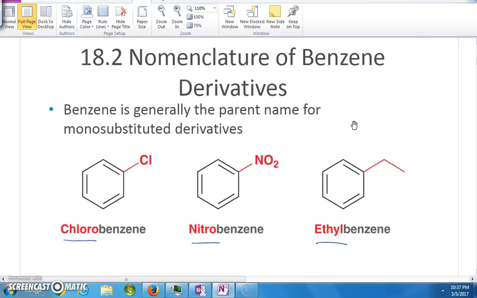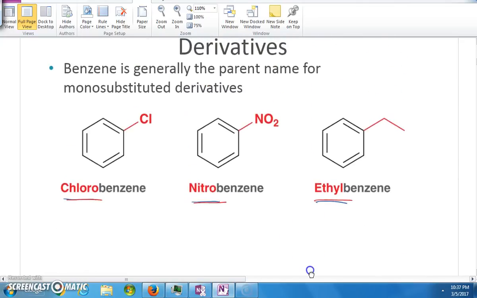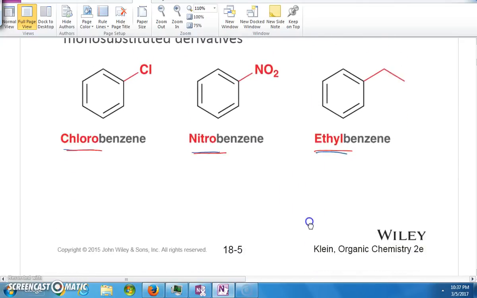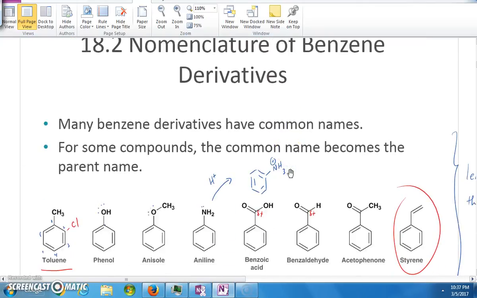Now, benzene is generally the parent name for mono-substituted derivatives. For example, we have things like chlorobenzene, nitrobenzene, ethylbenzene. These are all considered to be derivatives of benzene, where benzene is the parent name. However, many benzene derivatives, especially mono and disubstituted benzenes, have common names. Okay, and for some of these common names, the common name becomes the parent name.